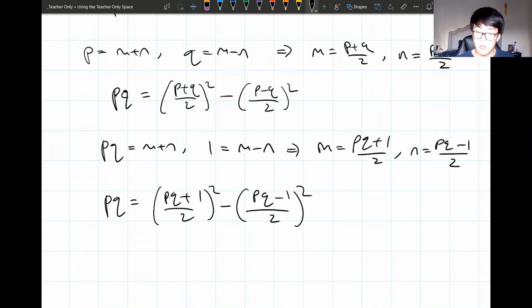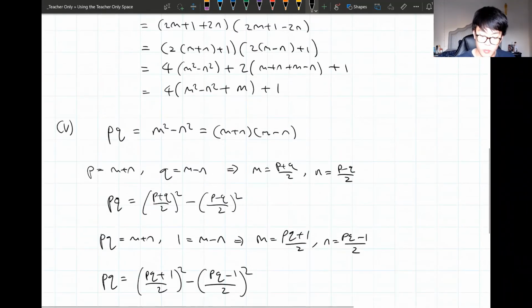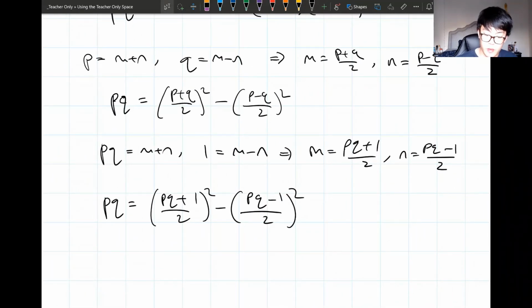Now, the reason is that if Q is 2 and P is a prime but not 2, then each of these numbers will no longer be an integer. You will have some 0.5 in it. So that's why we cannot do the same if one of P or Q is a 2. Okay. All right, final part.